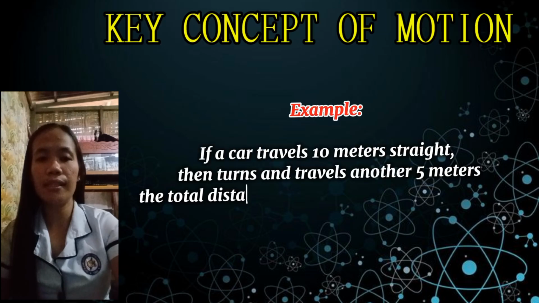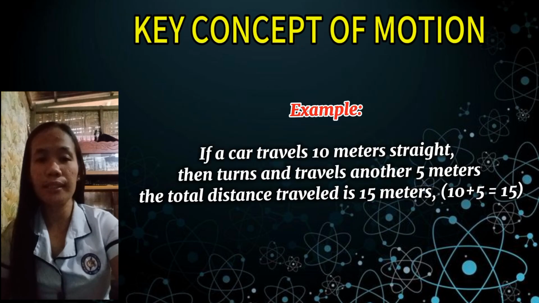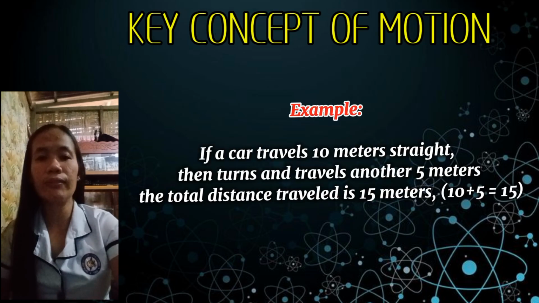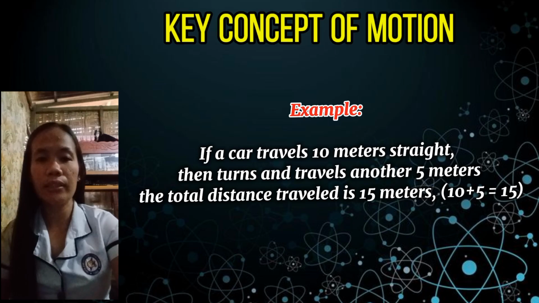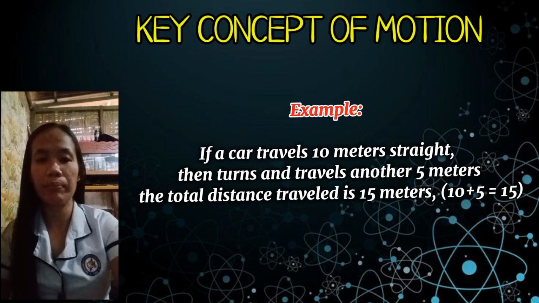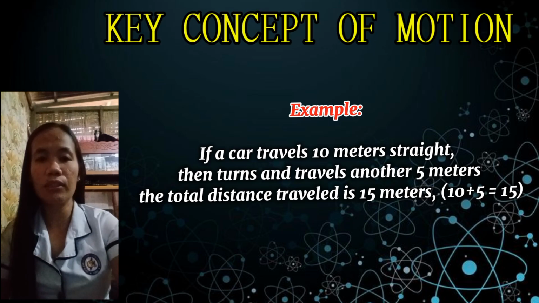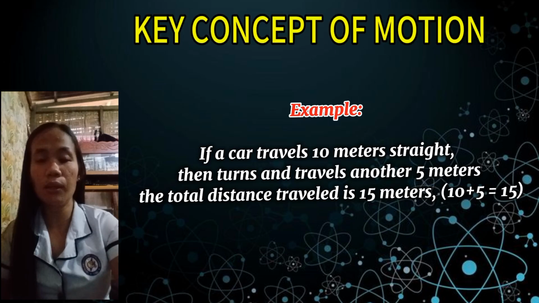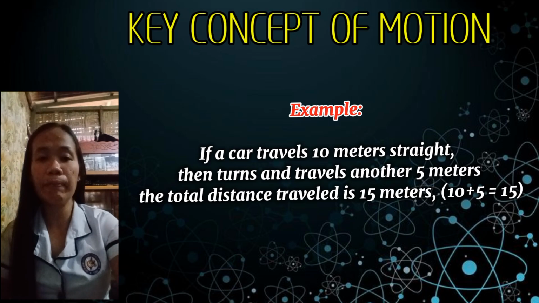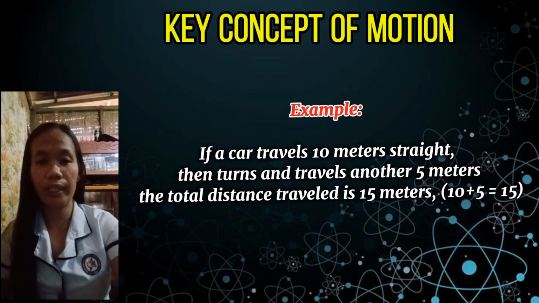So here are the examples of distance. If a car travels 10 meters straight, then turns and travels another 5 meters, the total distance traveled is 15 meters. So 10 plus 5 is equal to 15.